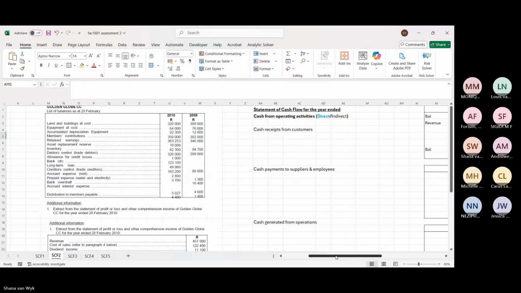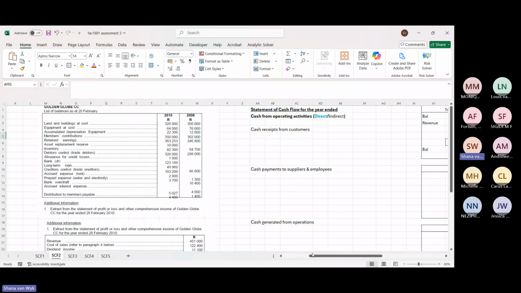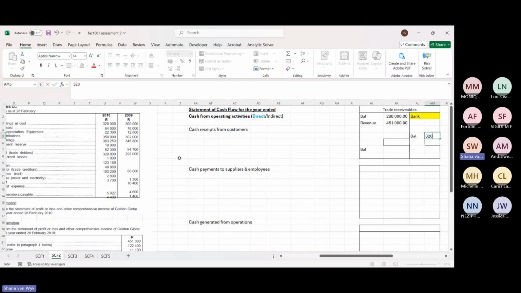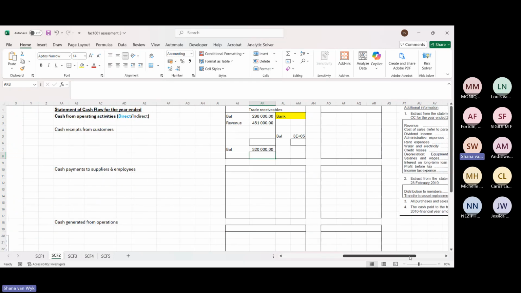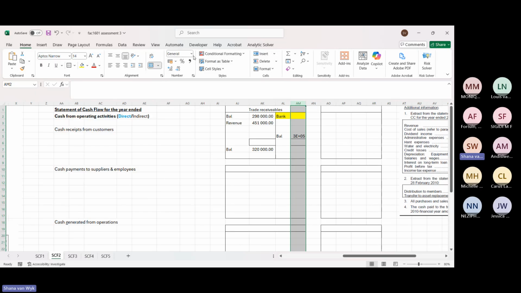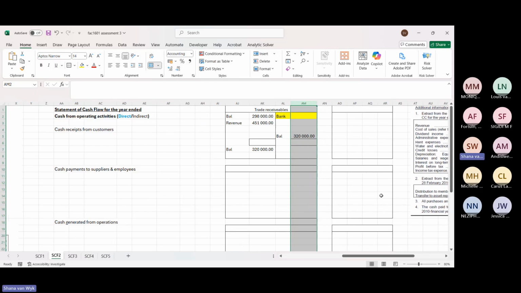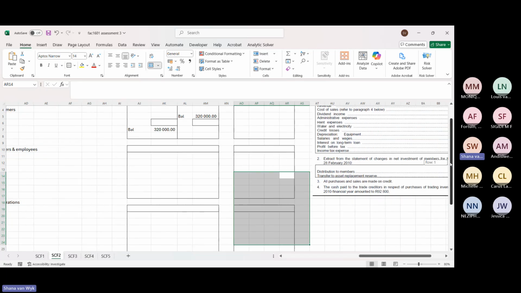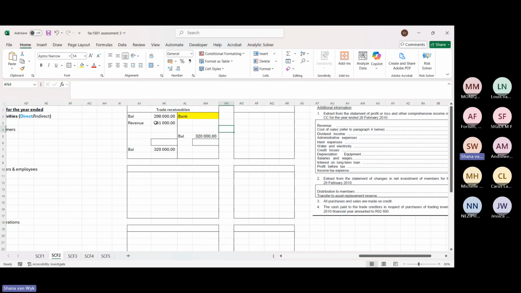Okay, so now let me just see what was the closing balance. 320, and the opening balance was 29. Now, since they said that all of the sales are on credit, we know that under trade receivables, sales is going to come in here. And we are interested in the cash flow, so we'll be interested in bank. So this remainder balance is the one we need to put on our statement.